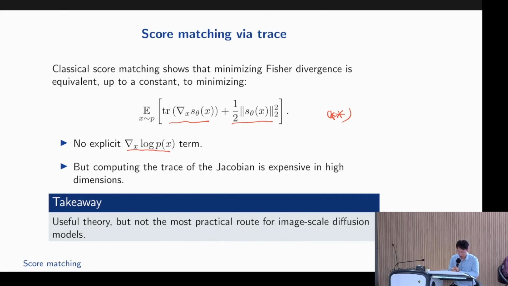So in theory, this is useful because we got rid of the unknown term here. But this is very expensive because this is a vector and this is the gradient of the vector. So that's the Jacobian. It's a square matrix, and for modern image generation, this is just too much.